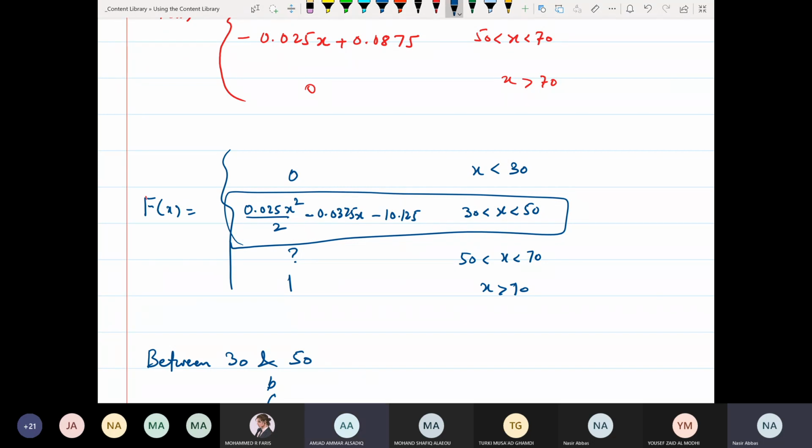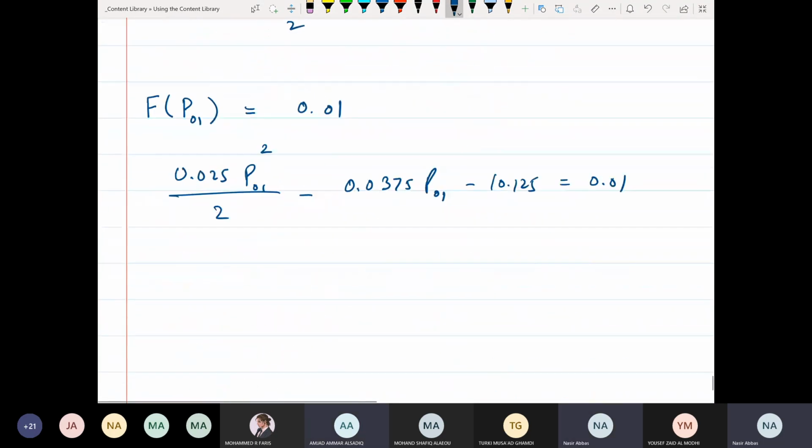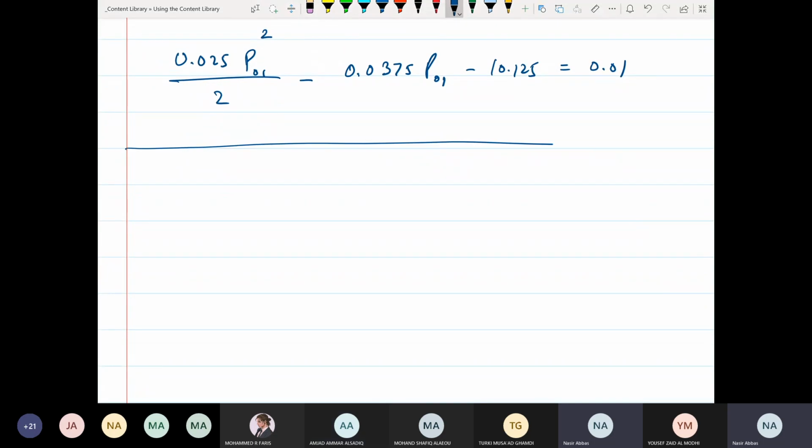Plug in some values to check. Let me go with an easier function. This is a tough function. Let me say F of X, it's 0 when X is less than 0. When X is between 0 and 1, it is half.